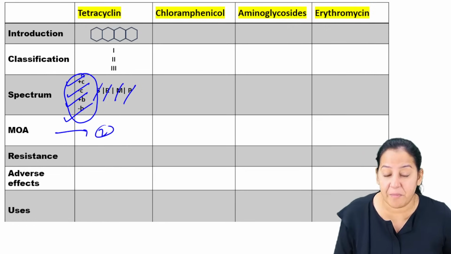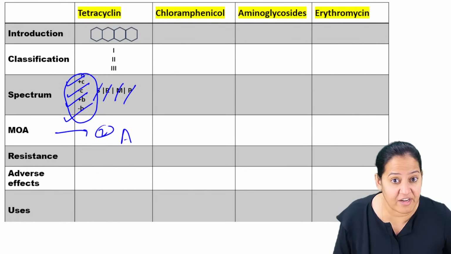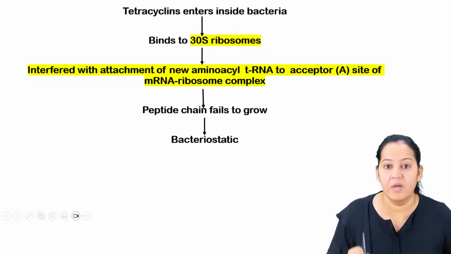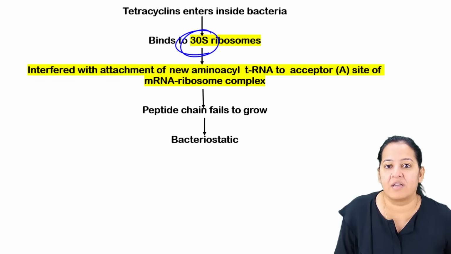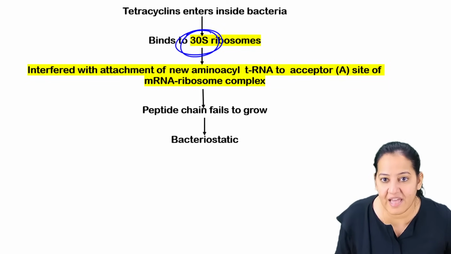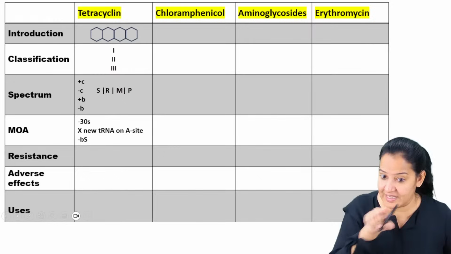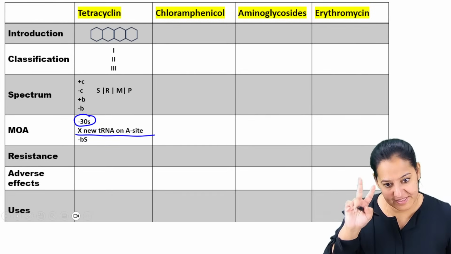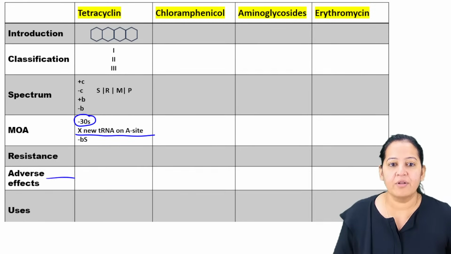Mechanism of action, it inhibits step number 2. It acts on the A window and blocks the A window. It binds on the 30S of the ribosome, and it inhibits the A window so that the new amino acid cannot come. You know that. So it acts on the 30S and it is inhibiting step number 2. Please learn that.